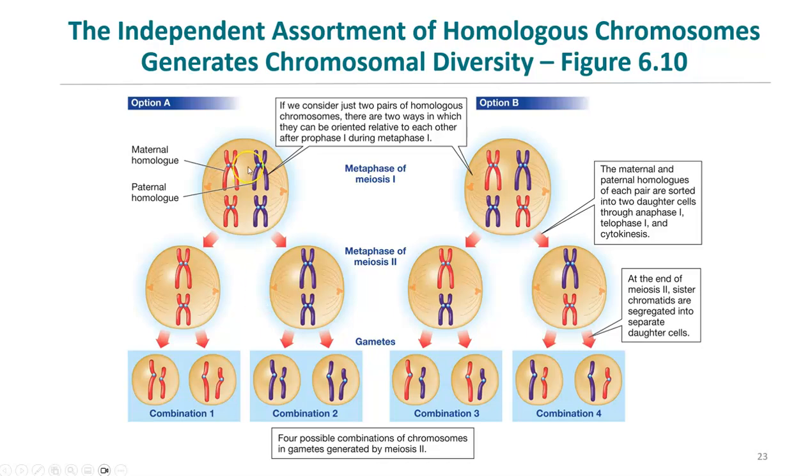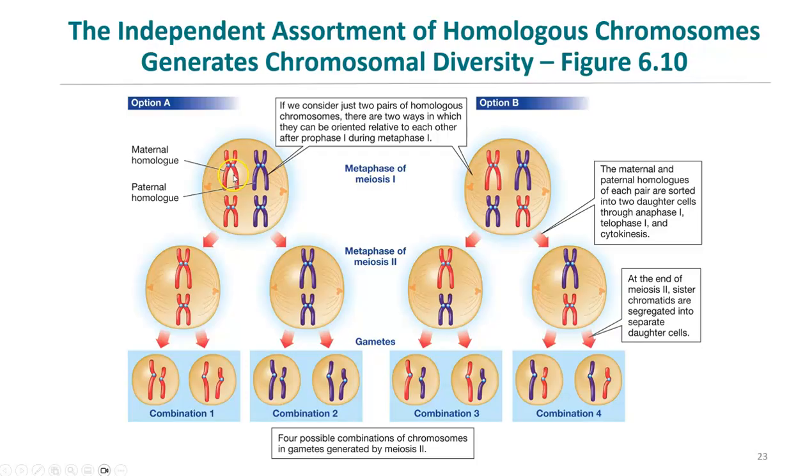So in this example, we're showing a cell with just 2 different types of chromosomes. Once again, we're looking at a large chromosome and a small chromosome. But think about what can happen in humans with 23 different sets of chromosomes. There would be 23 of these all lined up in the cell. We're showing 2 different possibilities that can occur with these 2 sets of chromosomes, option A on the left and option B on the right.